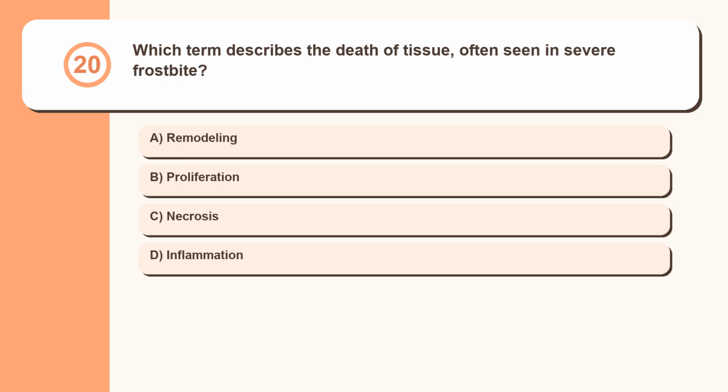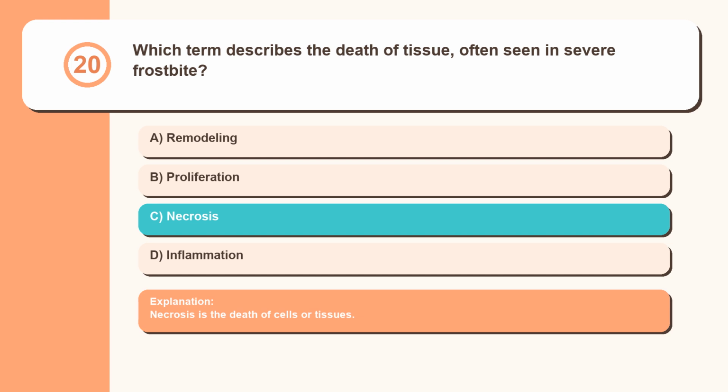Question 20. Which term describes the death of tissue, often seen in severe frostbite? Remodeling, proliferation, necrosis, inflammation. Necrosis is the death of cells or tissues.